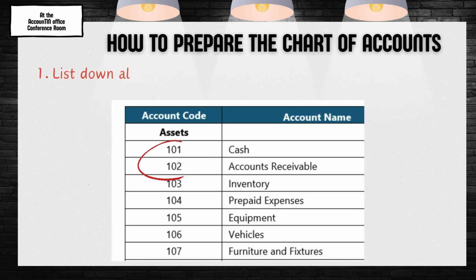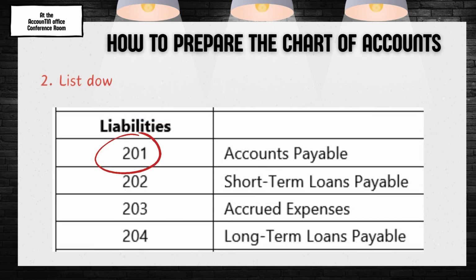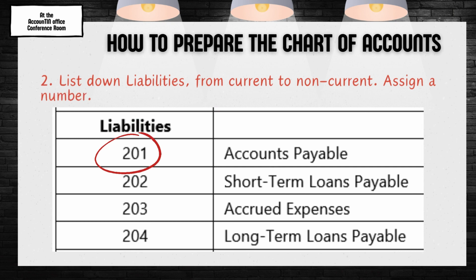To prepare the chart of accounts, you have to first list down all assets, from current to non-current accounts. Assign a number based on the list. Assign a number starting with 1. Secondly, list down liabilities, from current to non-current. Assign a number starting with 2.